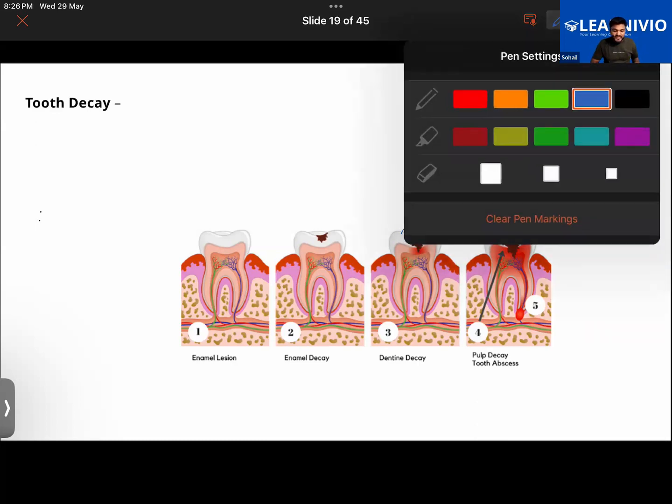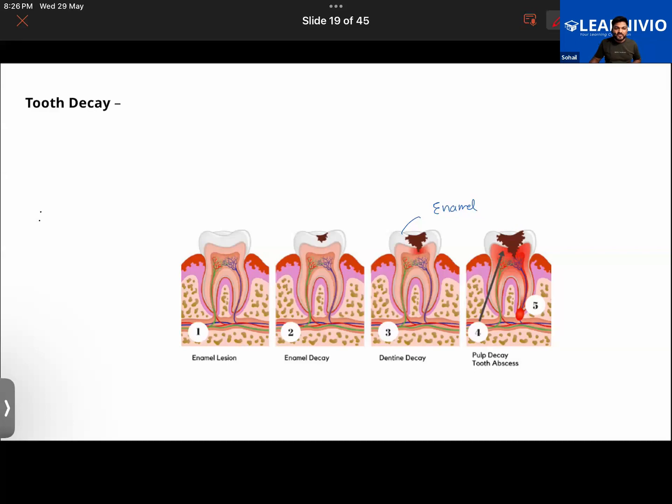Tooth decay is basically a gradual decay, a gradual damage of teeth. It's called tooth decay. What is the main cause for this?